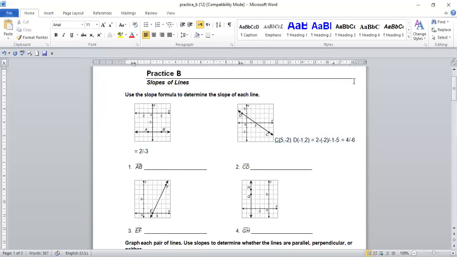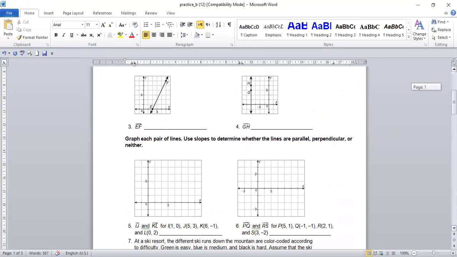So once you simplify it, you will get 4 over negative 6, which means negative 4 over 6 is the negative. When you simplify, you will get 2 over negative 3. So when you write it properly in the slope form, your slope for this is going to be negative 2 over 3. Okay, so moving to question number 3.